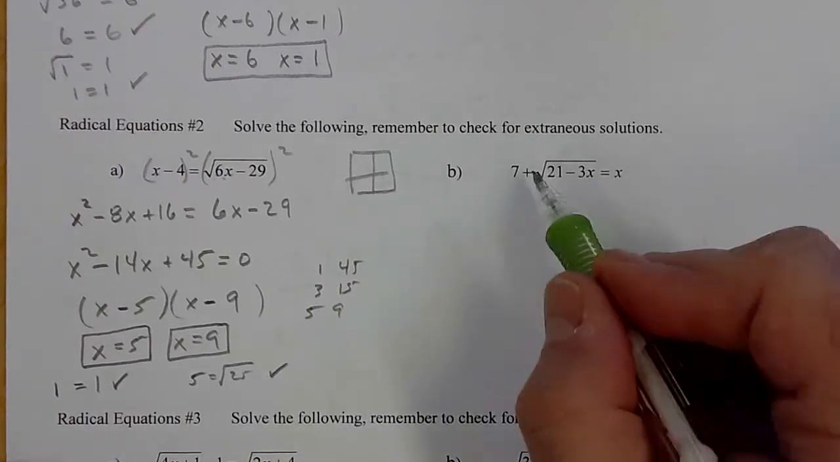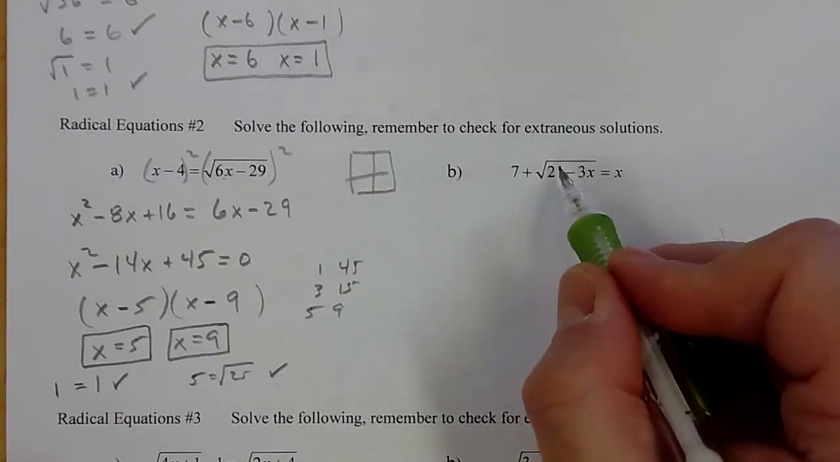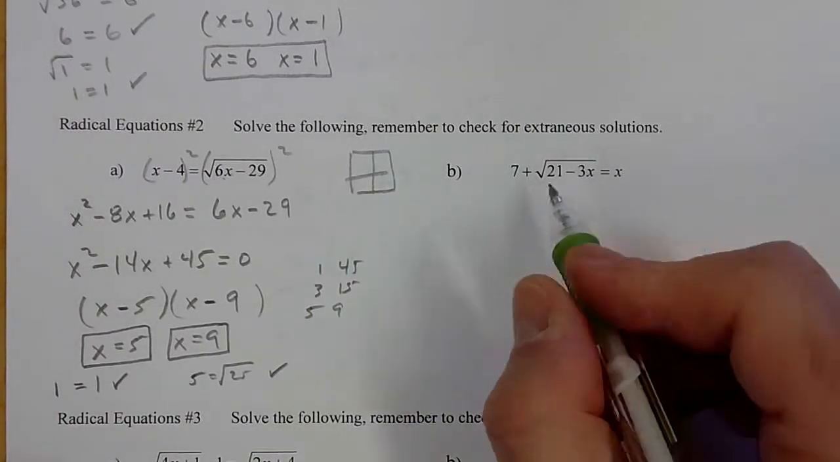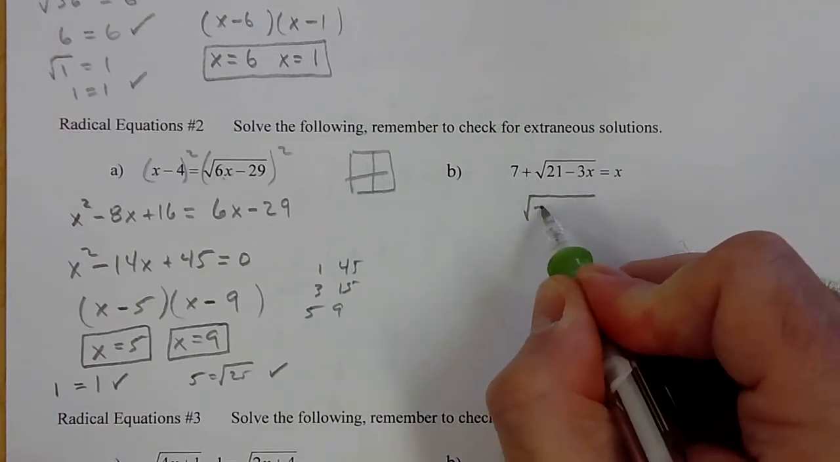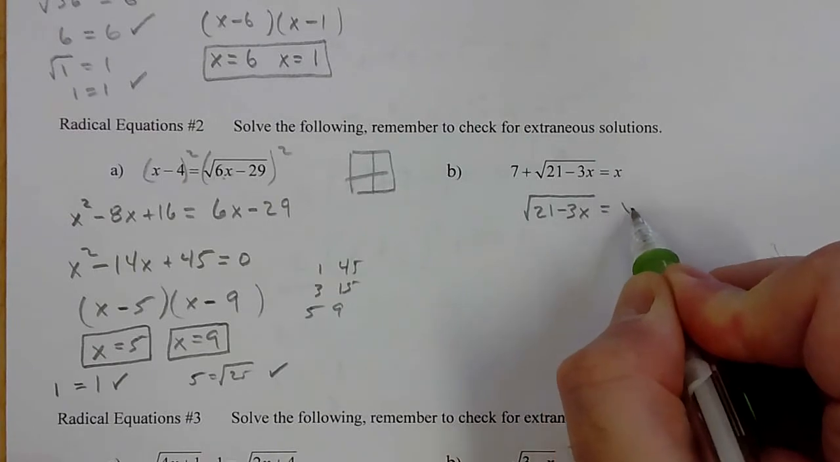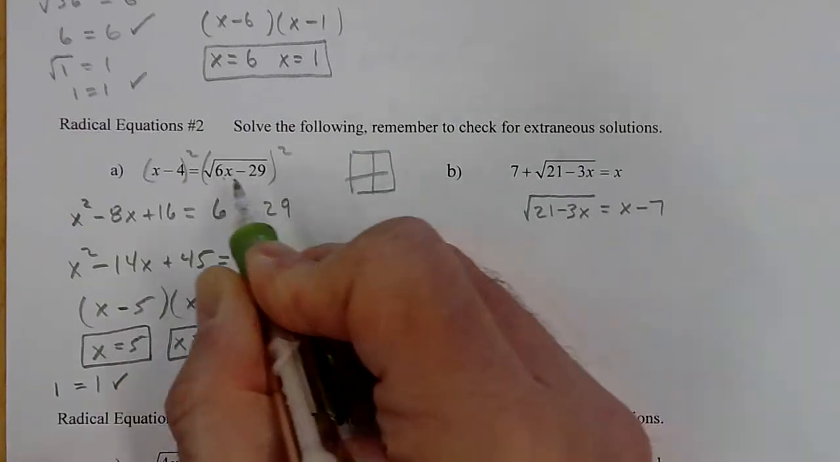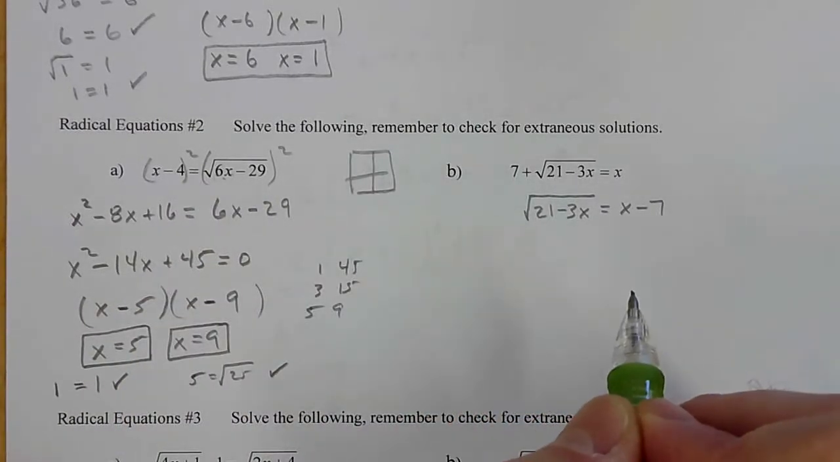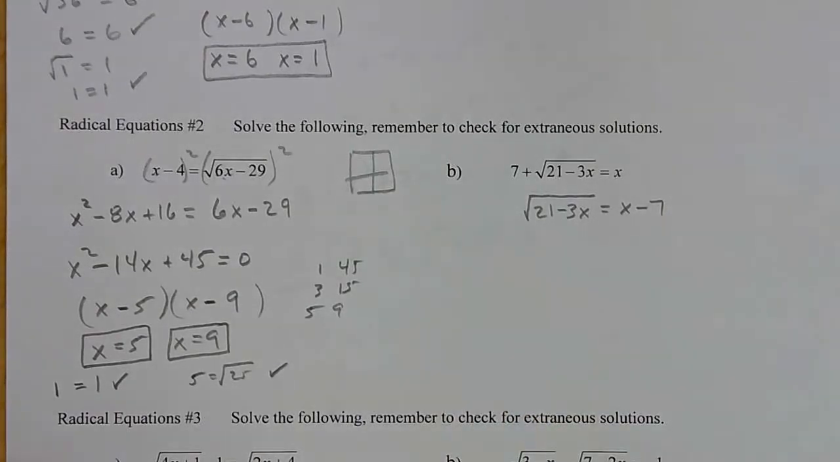All right, so I'm going to leave you with B, but what you should do with B is move the 7 over here. I'll just give you that hint. If you move the 7 over, getting the radical symbol, the square root symbol, all by himself, it turns into exactly the same type of problem we just did there. Okay, square both sides and try that guy.